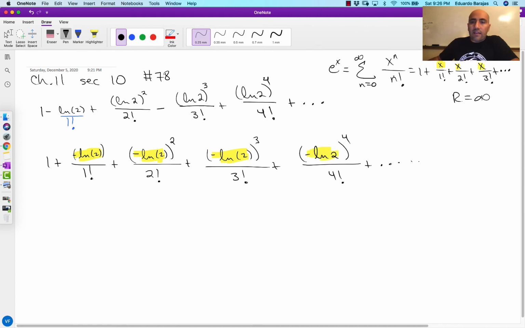Okay, so now that it fits that form, I know that this then must be equal to this guy with the x replaced by minus ln2. So this is going to be equal to the sum as n goes from 0 to infinity of something to the power of n over n factorial, and that something is this minus ln of 2. Okay, so that's this guy.